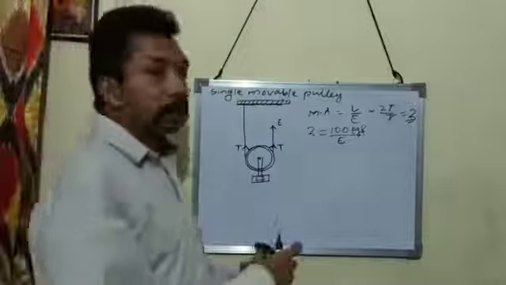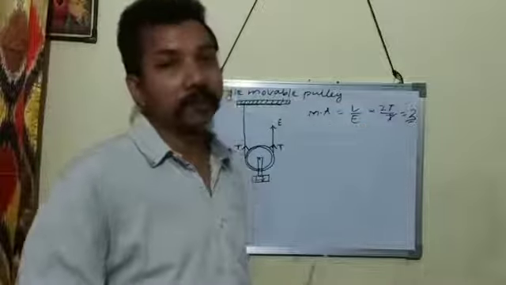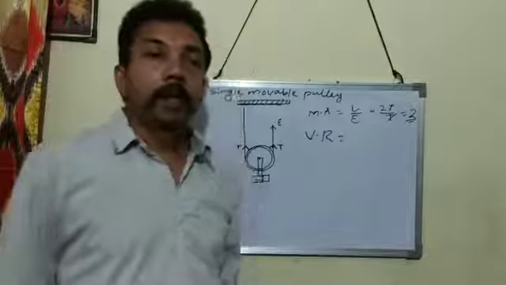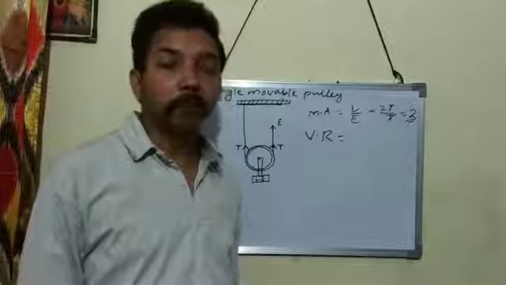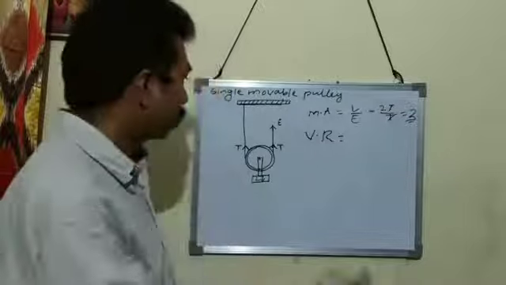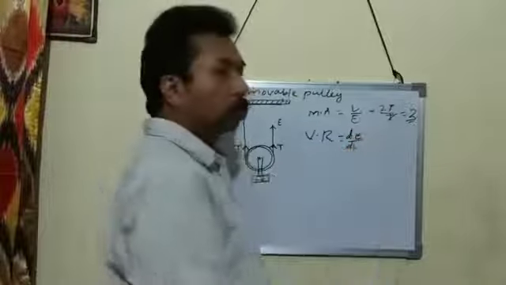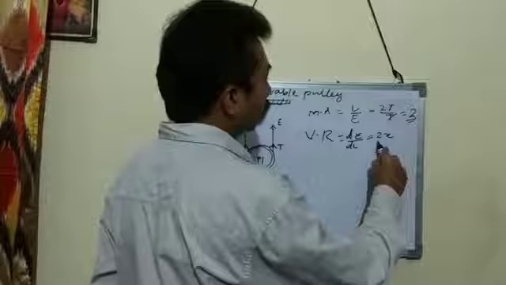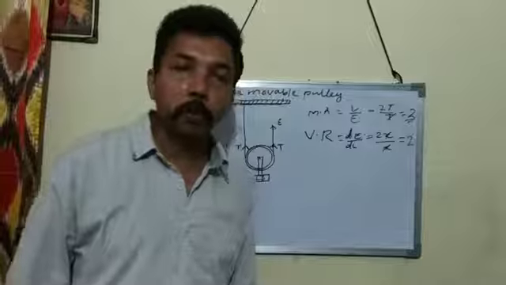But the disadvantage is that whatever we gain in force, that much we will lose in distance. If we move the effort by 2 meter, then the load will move up only by 1 meter. So velocity ratio is equal to displacement of effort upon displacement of load. If the effort moves by 2x meter, then the load will move only by x meter. The velocity ratio also will come as 2.